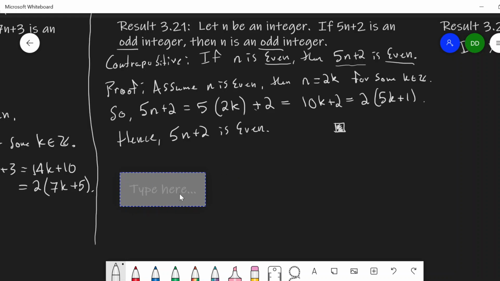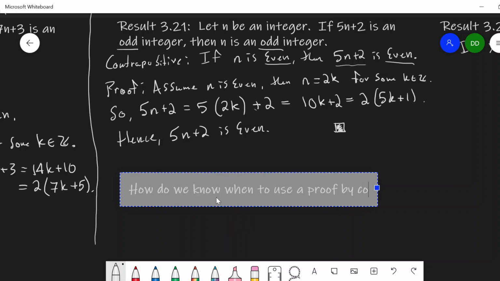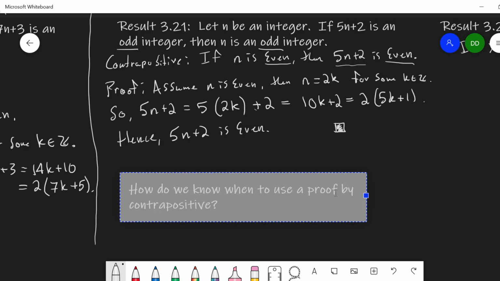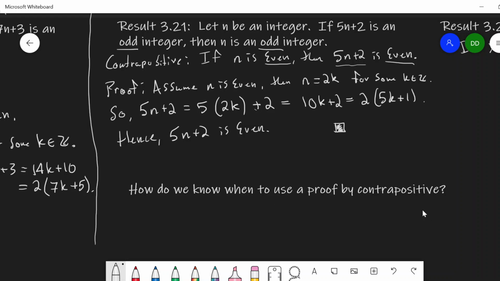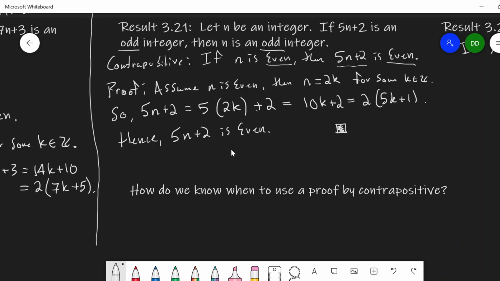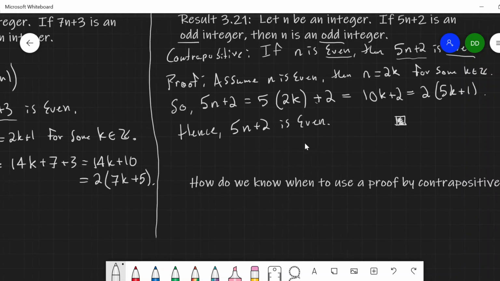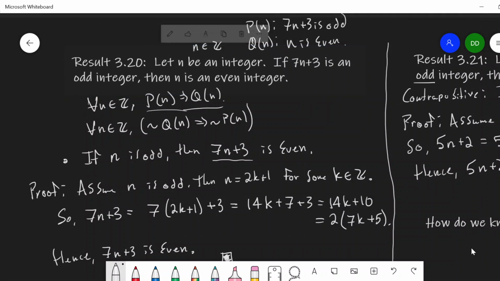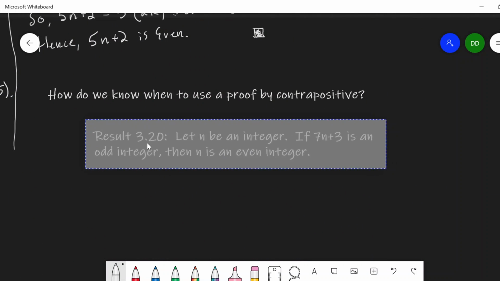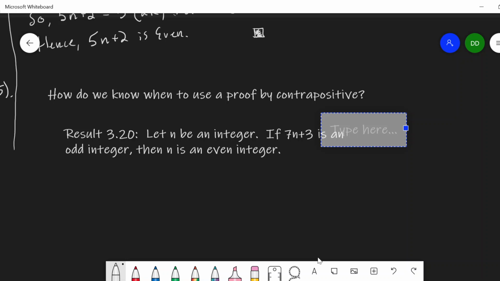So I want to mention something here, and that is, how do we know when to use a proof by contrapositive? This is a pretty frequently asked question in this class, how do we know what proof technique to use? We're going to learn a lot of different proof techniques. Specifically, how do we know when to use a proof by contrapositive? Well, as you do more of these, you'll build up an intuition for when to use a contrapositive. But I'll mention something here, suppose we tried to prove result 3.20 directly. So suppose we wanted to show this directly.